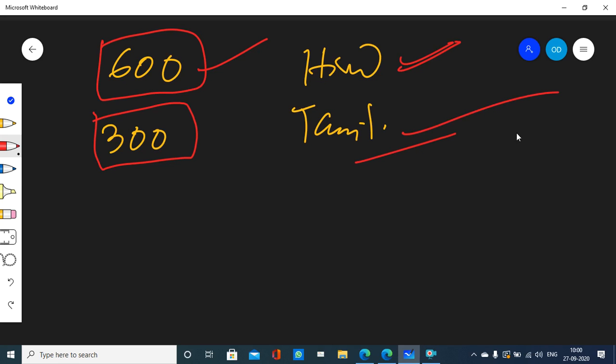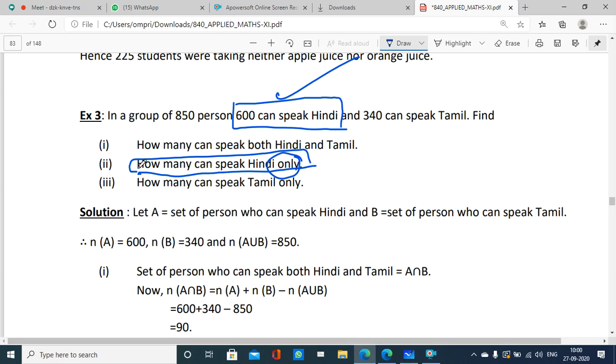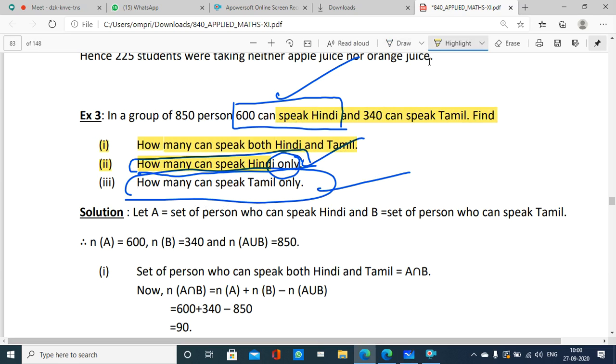Just like in Odisha, if I say that 2 crore people in Odisha speak English, does that mean they speak English only? No. It is possible that some of them also speak Odia. But in the question, it is asking how many people can speak Hindi only, not Tamil. Similarly, how many can speak Tamil only means not Hindi. Remember this.